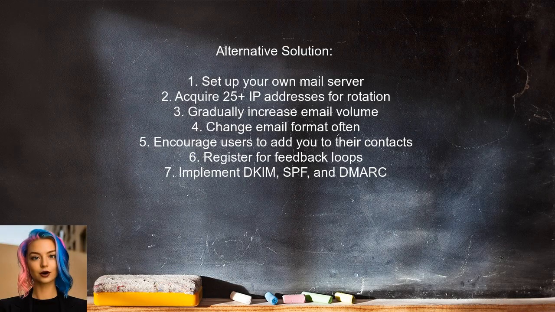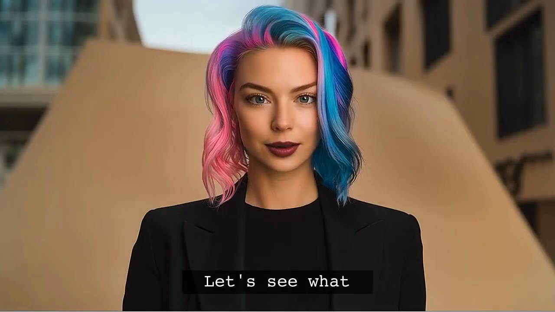An alternative approach suggests setting up your own mail server to improve email delivery. Start by acquiring around 25 IP addresses for rotation, as the IP reputation is crucial. Gradually increase your email volume to build a good reputation and frequently change your email format. Encourage users to add you to their contact list and consider registering for feedback loops to manage spam reports effectively. Lastly, implement best practices like DKIM, SPF, and DMARC for better email authentication. That's all for that response. Let's see what someone else had to say.